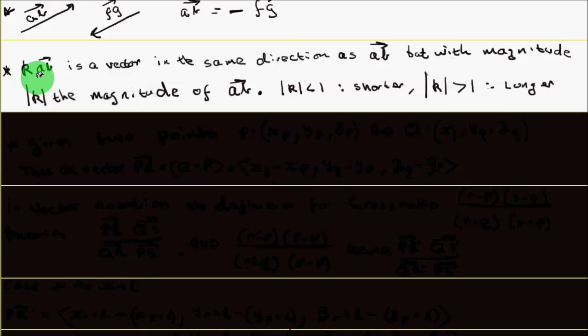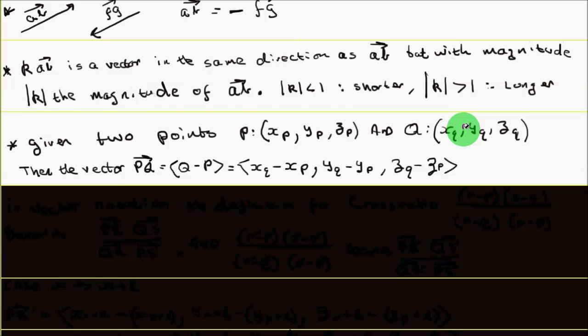If k is a scalar, then k times the vector A to B is a vector in the same direction as AB but with a different magnitude. The magnitude is the absolute value of k times the magnitude of the vector A to B. So if the absolute value of k is less than 1, the new vector k times A to B is shorter than the original A to B vector. And if the absolute value of k is greater than 1, then the new formed vector is longer.